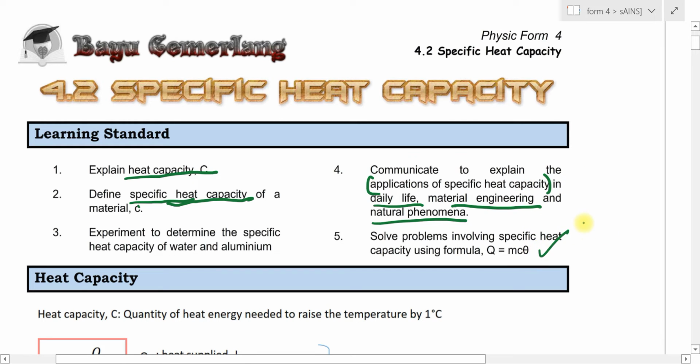Kena ingat formula ini because this formula you later need for your chemistry as well. Chemistry Form 5 Chapter 4. Okay, Chapter 4. Nanti akan diperlukan. Chapter 3 kot sekarang. KSSM Chapter 3, sorry.